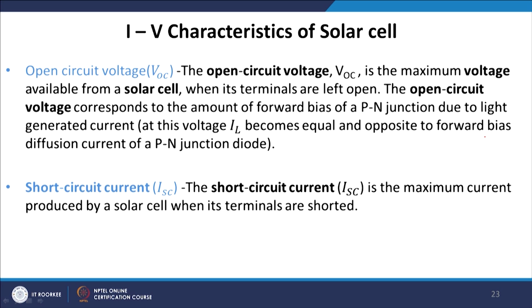So, the open circuit voltage corresponds to the amount of forward bias of a PN junction due to the light generated current. At this voltage, the load current becomes equal and opposite to the forward bias diffusion current of a PN junction diode. What is short circuit current, ISC? The short circuit current is the maximum current produced by a solar cell when its terminals are shorted.